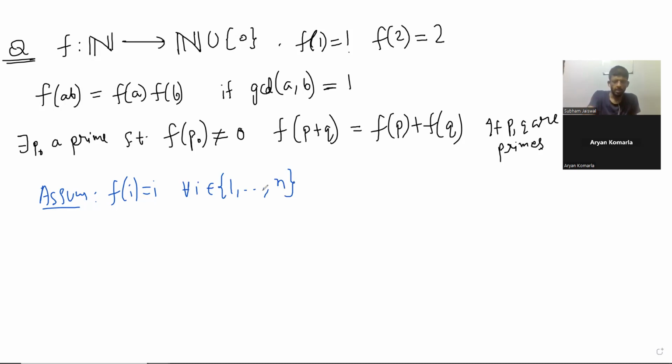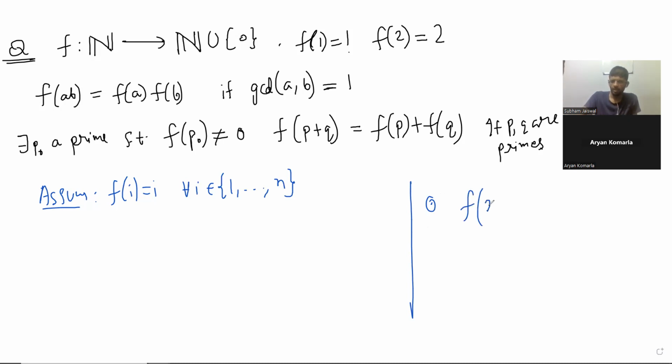But just 1 minute. The way you showed f of p naught... So what was the main thing there? If 2 is not equal to p naught, then it's very simple. Yes. If p naught is not equal to 2, then it was simple, right?